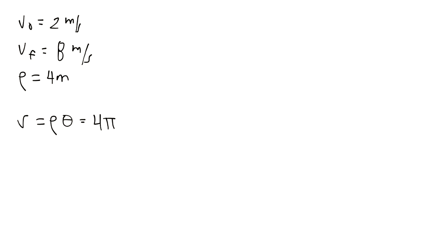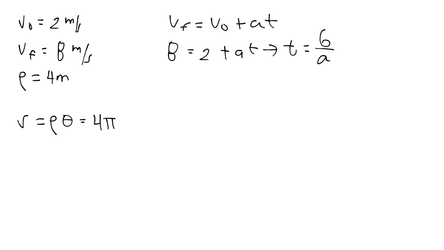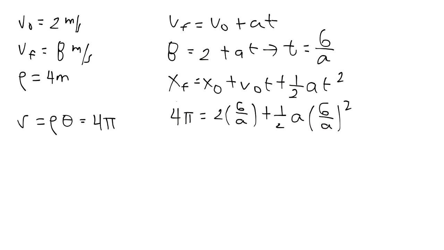Using the first equation of kinematics, v final is equal to v naught plus at. Plugging in our values, we have 8 is equal to 2 plus at. And manipulating, we get time is equal to 6 over a. Using the second equation of kinematics, x final is equal to x naught plus v naught t plus 1/2 at squared. Plugging in our given values, we have 4 pi is equal to 2 times 6 over a plus 1/2 a times the quantity of 6 over a squared. Manipulating, we get a tangential is equal to 2.387 meters per second squared.